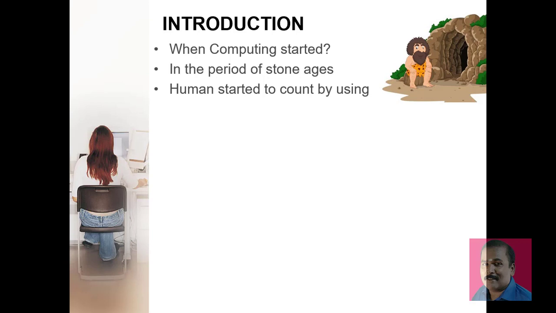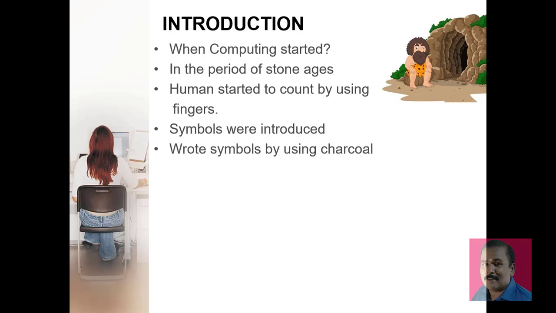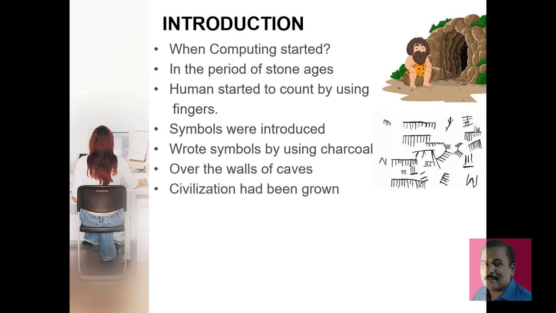In that stage, that means the Stone Ages, humans started to count by using their fingers. Thereafter symbols were introduced. The humans who lived in that Stone Age started to write symbols using charcoal on the walls of caves. See the diagram? The humans started to count by using charcoal on the walls of caves by drawing some lines. Thereafter, civilization grew.